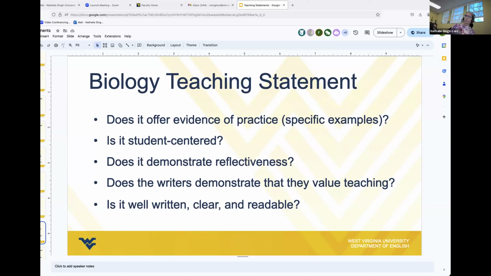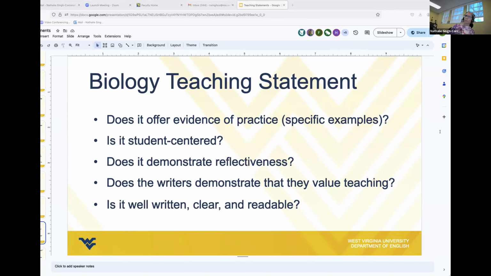I see one yes. Anyone else think so? Okay, two yes. So yes, there are lots of specific examples in each paragraph. Great. Okay. Is the teaching philosophy student-centered?